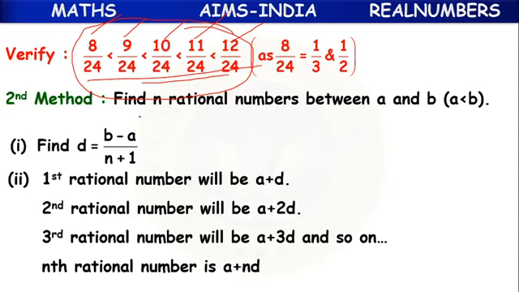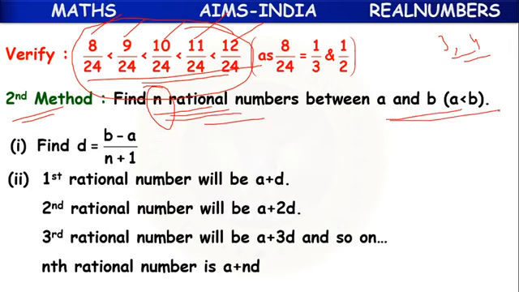We also have one more method, a second method, for finding n rational numbers. N means we can take 3 rational numbers, 4 rational numbers according to our requirement. How to find n rational numbers between A and B, where A is less than B. That method we are going to learn. Second method.